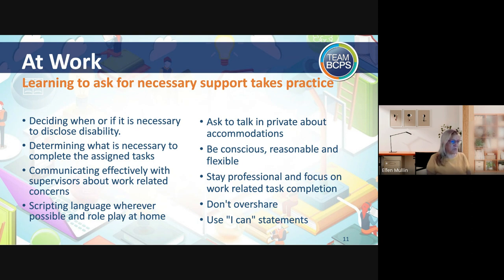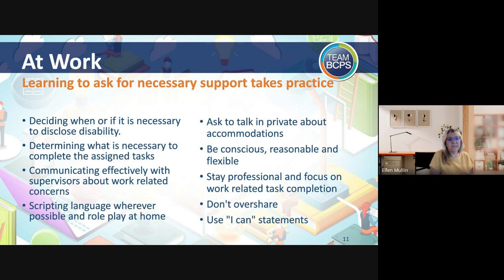If they start at the right time, learning who to tell and how to tell and practicing this information, they will be so much more successful, because the first time you tell somebody is the hardest time. Later on, when you get a little bit more comfortable with it, it just works better. Okay. It helps you a lot when you're communicating with your supervisors about work-related concerns. You may need to practice this with them.